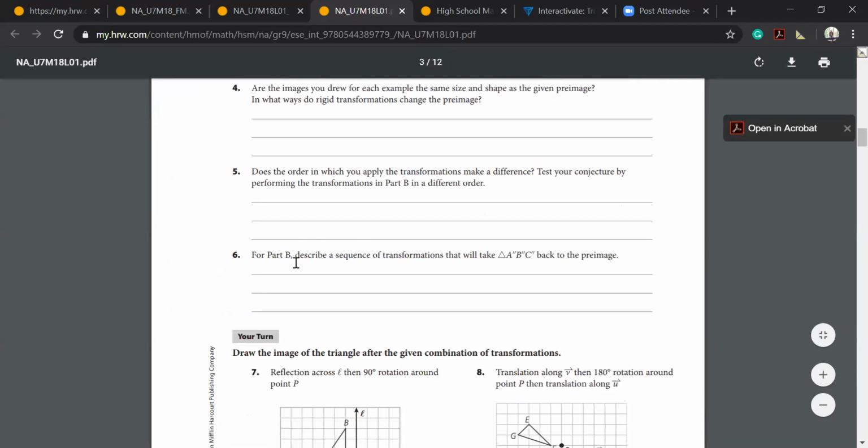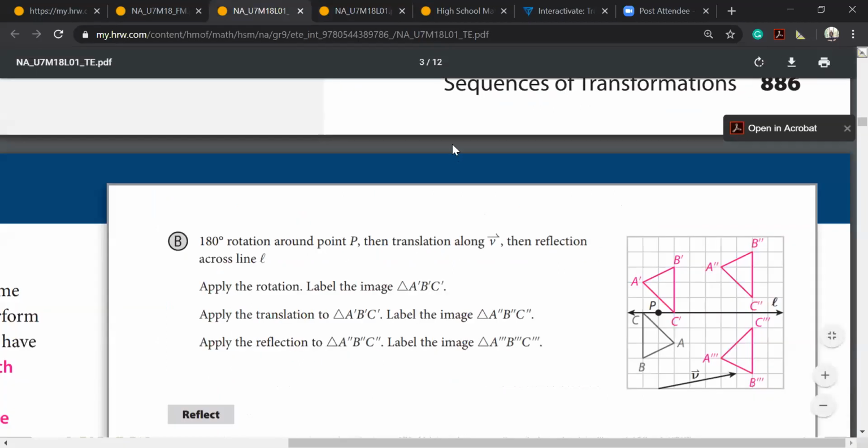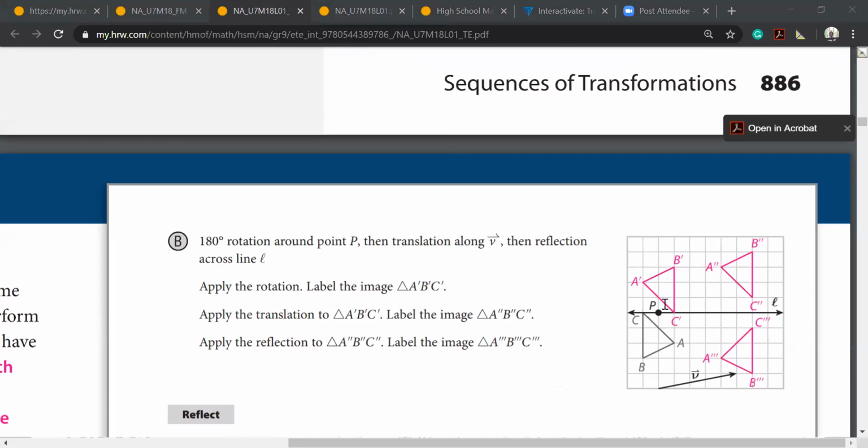For part B, describe a sequence of transformations that will take triangle A prime, A double prime, B double prime, C double prime back to the pre-image. This is a good question. In here, I did a rotation of 180 degrees, and then I translated by 5 units right and 1 unit up, and then I did a reflection across line L. So to go back to our original one, what should I do?